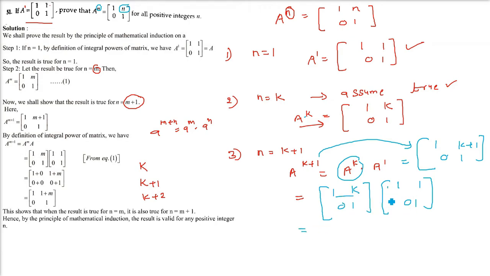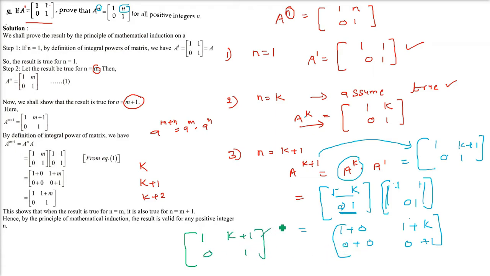So let us multiply this row with this column. 1 into 1 is 1, k into 0 is 0, so leave it. 1 into 1 and k into 1, that is this one. 0 into 1 is 0 and 1 into 0 is 0, so 0 plus 0 is 0. 0 into 1 is 0 and 1 into 1 is 1, 0 plus 1. So finally, what do we get? Let me just change the color now. We get 1 plus k, or I can write it as k plus 1, 0 and 1.